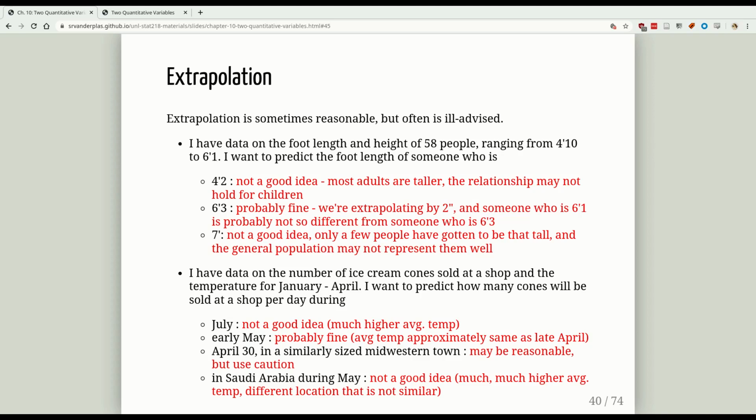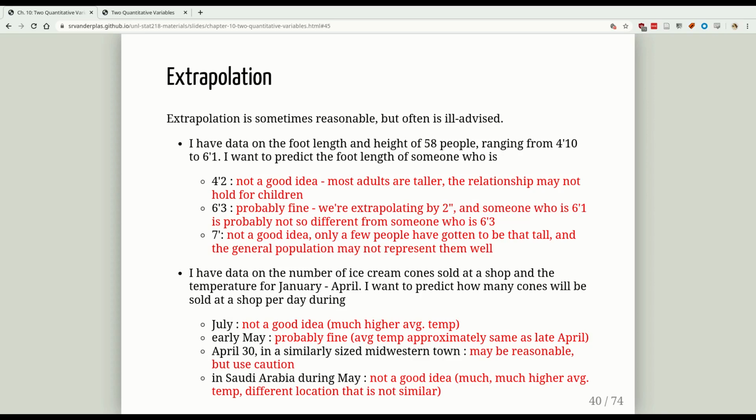If we want to predict something for someone who's 6'3" though, that's probably okay. We're only 2 inches away from the data that we have, so we're extrapolating by a tiny amount. 6'3" is not an unusual height. So there's no reason to think that the linear association that we have wouldn't hold for somebody who's slightly taller. So 6'3" is probably okay. We can extrapolate by that much fairly comfortably.